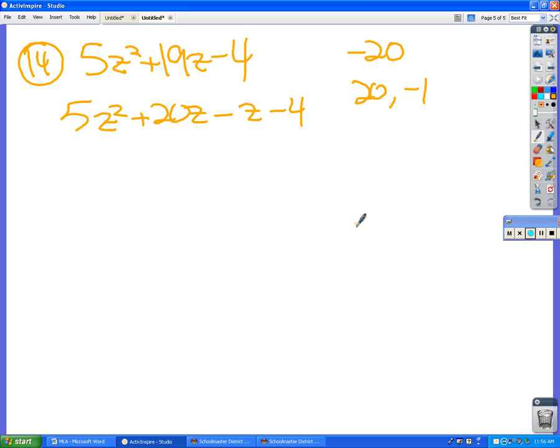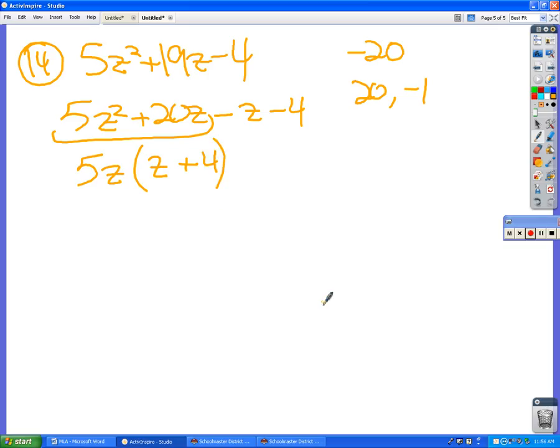So when there's a negative number at the end, you have to take that into account when you're figuring out the problem. All right, so now if I take a look at the first 2 terms, what can I get out of 5z squared and 20z? A 5 and a z. 5z times what is 5z squared? Z. And 5z times what is 20z? 4.